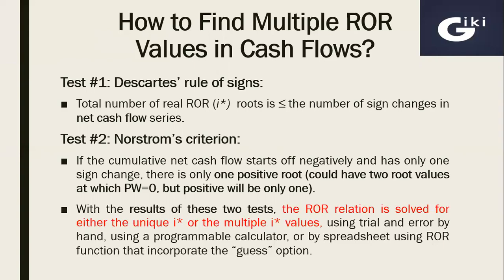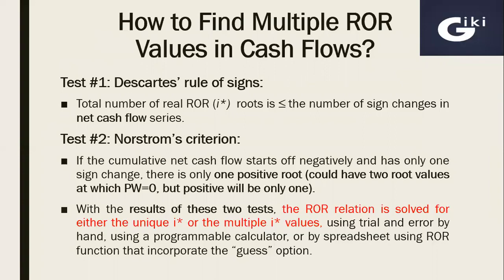With the results of these two tests, the rate of return relation is solved for either the unique rate of return value or the multiple rate of return values by using trial and error, or by using a programmable calculator, or by a spreadsheet using the rate of return function that incorporates the guess option.